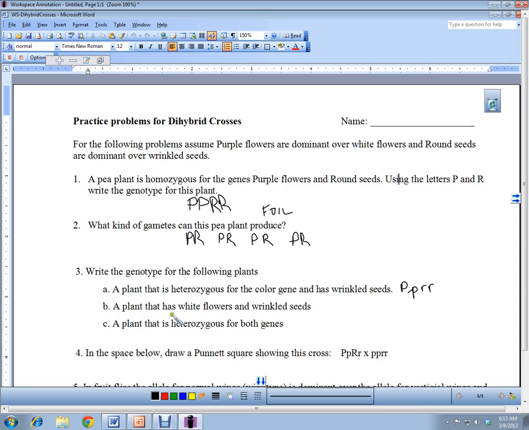B, a plant that has white flowers and wrinkled seeds. White flowers are recessive, so we're going to have 2 little p's and 2 little r's. And a plant that is heterozygous for both genes. So we'll need a capital P and a lowercase p to be heterozygous for color, and then a capital R and a lowercase r to be heterozygous for the shape of the seeds.